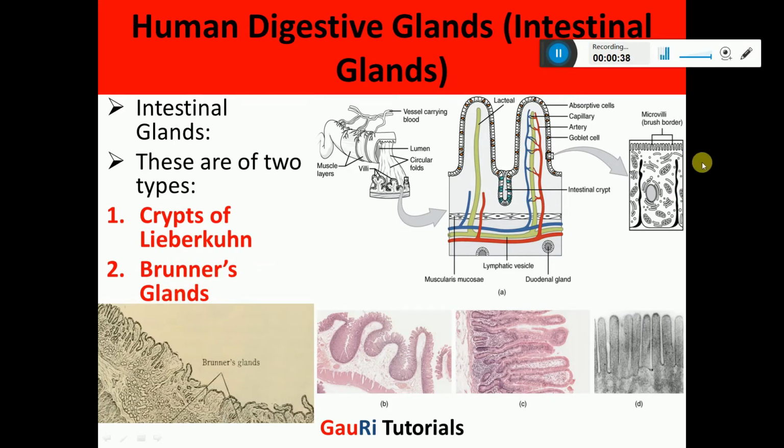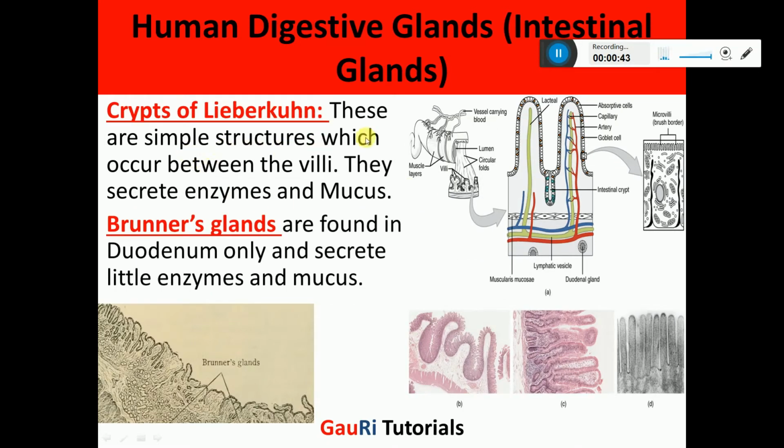Brunner's glands are present in the duodenum part of the intestine, while crypts of Lieberkühn are simple structures which occur between the villi. Villi increase the surface area for absorption of the digested food material, and in between the villi there are these crypts of Lieberkühn. They have some cells which secrete enzymes and also mucus, which prevents the intestinal wall from any kind of loss or erosion of the cells due to food particles present in the intestine.